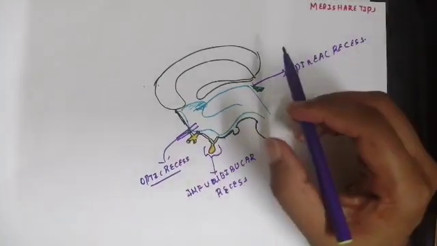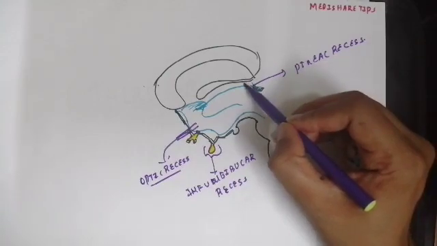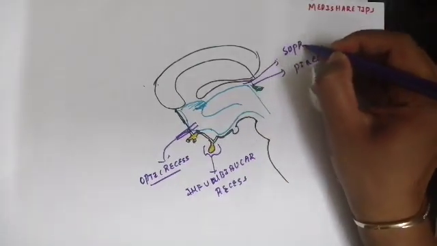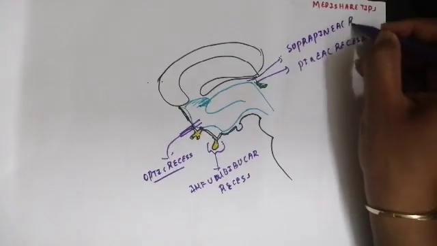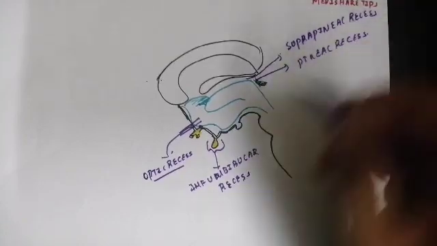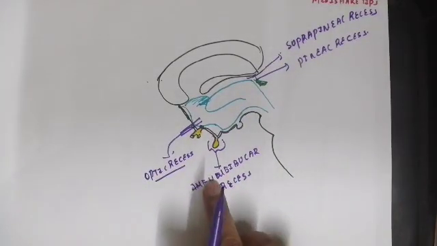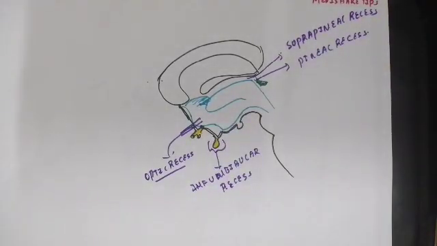Above this you can see the suprapineal recess, which is actually a diverticulum of the roof of this ventricle. So overall, how many recesses do you have? The third ventricle has four recesses: optic recess, infundibular recess, pineal recess, and suprapineal recess. So that is all about the recesses of the third ventricle.